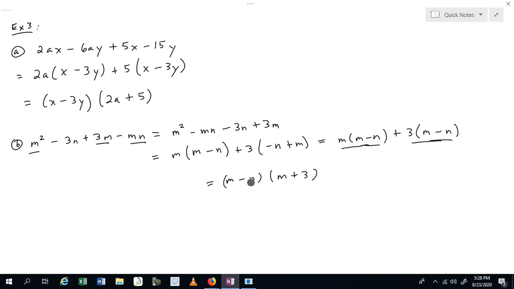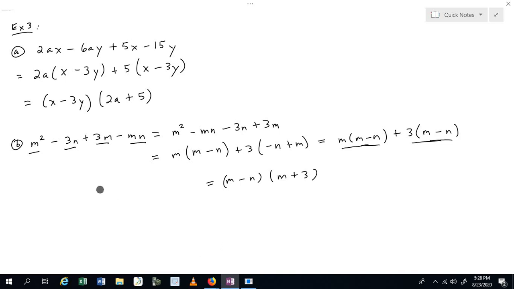Now remember, the order doesn't matter. So minus n times m is the same as minus m times n. You're just rearranging the order of multiplication. And then the last would be minus n times 3, which is minus 3n. Okay, so if you FOIL this out, you will go back to these 4 terms.